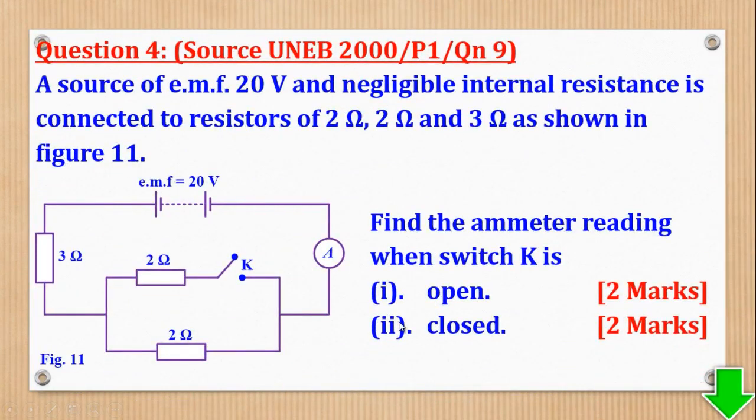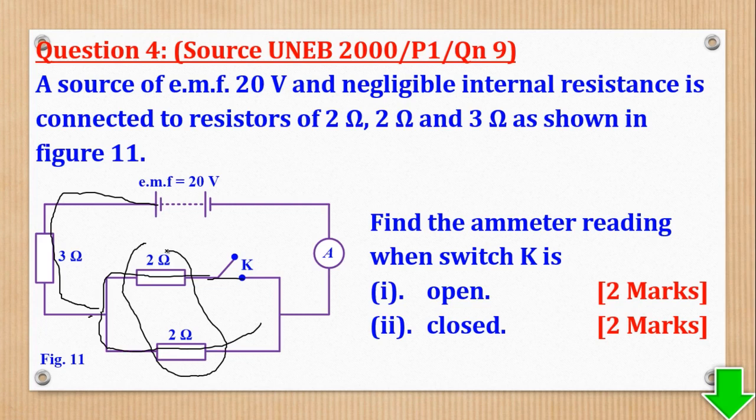For Roman 2, they said when K is closed. Now, when this is closed, it implies that this current, total current, goes through 3 ohm, but when it reaches here, it has to divide. One goes this side, another one goes this side. What does that mean? It implies that these two resistors are in parallel. And because they're in parallel, we have to first combine the two.